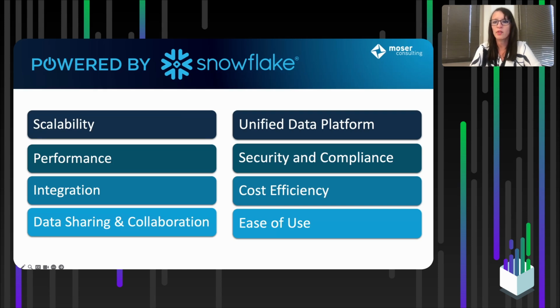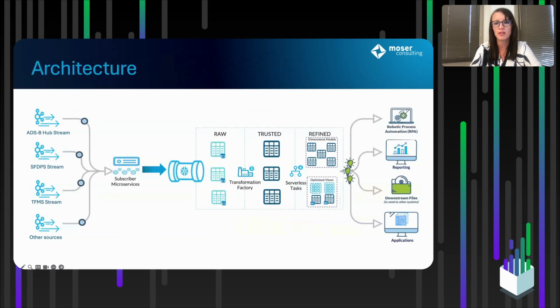A data flow diagram of the architecture implemented for this client looks something like this. On the left-hand side, there's a list of data sources, including the ADS-B stream and 2 FAA sources, SFDPS and TFMS. And a fourth icon is there to represent other data sources, as it's common to merge numerous data sources together when building out your flight model. This implementation leverages subscriber microservices and Snowpipe to move to a raw, trusted, refined architecture within Snowflake. The outputs on the right-hand side include reporting and data visualization, downstream files, and a web application which shares the data with the client's customers.